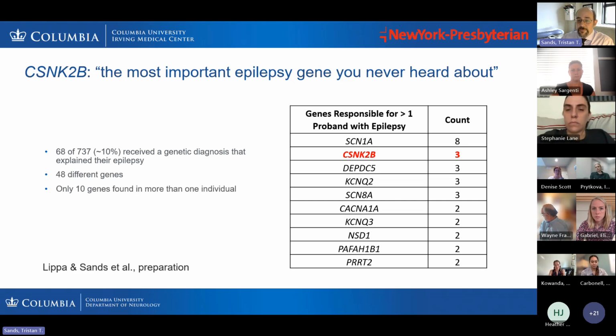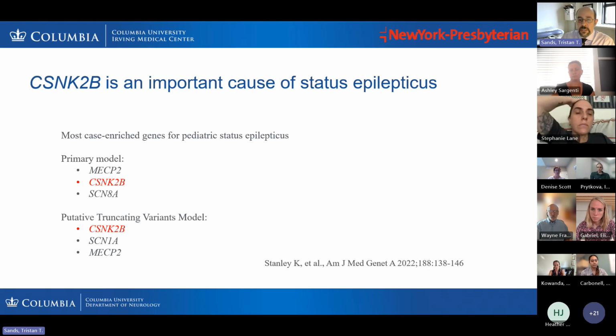In the list is CSNK2B, which most people in these circles had not heard about. And I'm going to tell you what we're doing in terms of increasing education in a minute. So it's the one that stands out like a sore thumb in a way. And a study of patients with status epilepticus, which is when patients start seizing and they don't stop and they have to go to the hospital for major medical management.